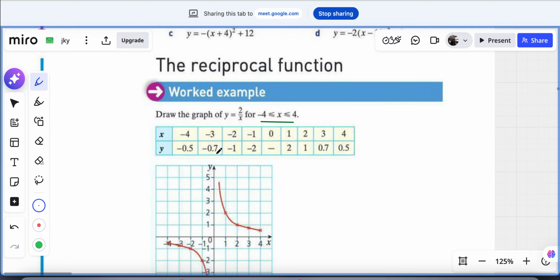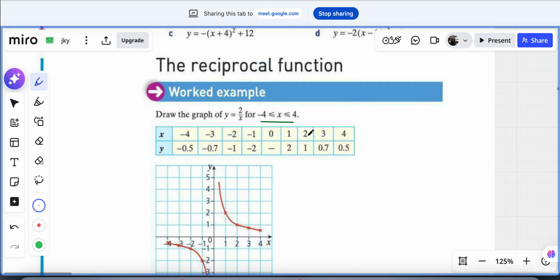So for your x values in your table, after you draw that, you put the value of each one here. 2 divided by negative 4, you get negative 0.5. Next one, 2 divided by negative 3, you get negative 0.7. 2 divided by negative 2, you get negative 1. 2 divided by negative 1, you get negative 2. 2 divided by 0, you get infinity. People will say 0 anyway, but it means it does not exist.